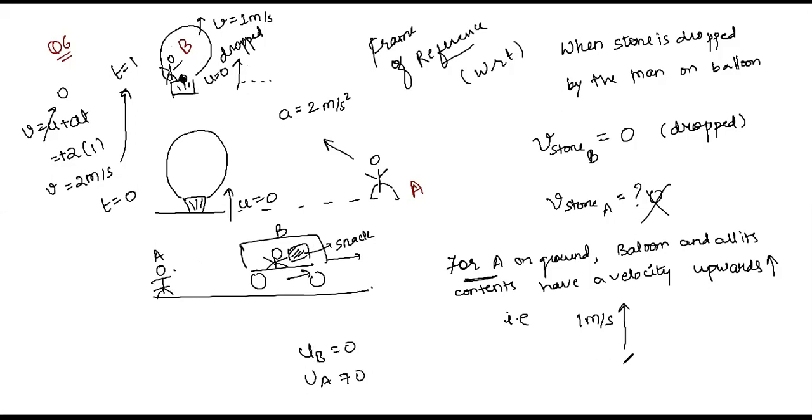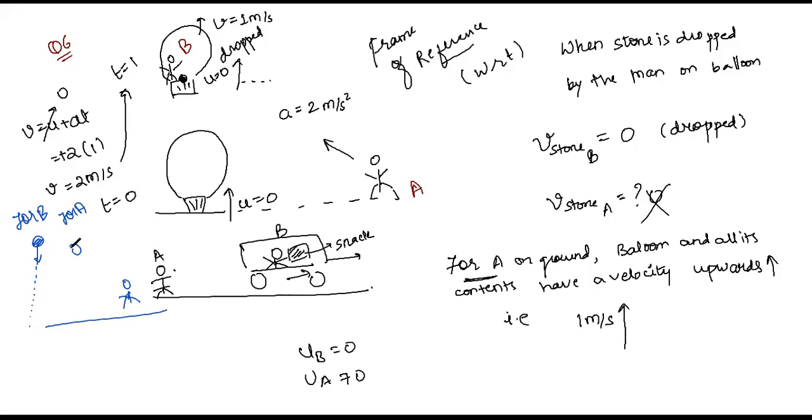So what happens when he leaves the stone? Please draw this, draw these contents along with you. So see what happens when he leaves the stone. See here, the man who is on the balloon will see the stone falling this way, straight downwards. This is the motion of the balloon for B, a motion of the stone for B.